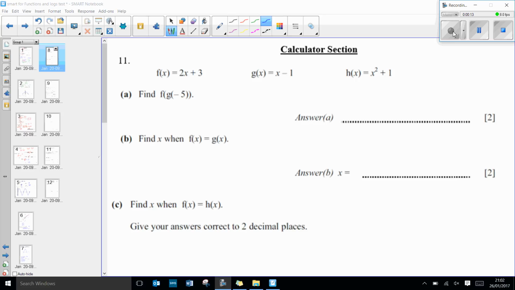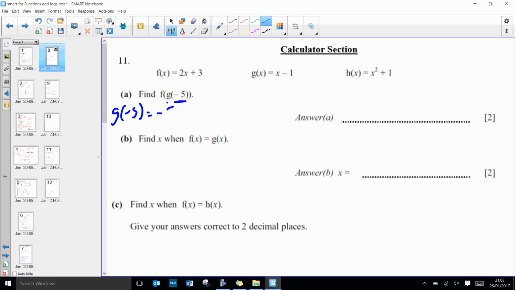So fg of -5. This indicates that we're putting -5 into the function g first. So g of -5 is -5 take away 1, which is -6. We're then putting this answer, -6, into function f. So we're doing f of -6. So it's 2 times -6 plus 3. Obviously you can put all this in your calculator. So it's -12 plus 3, which is -9.